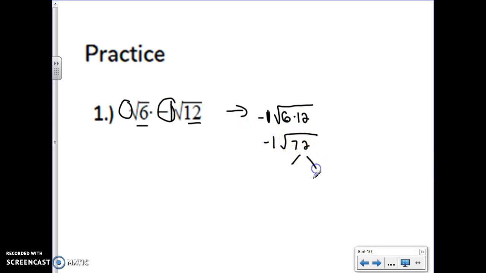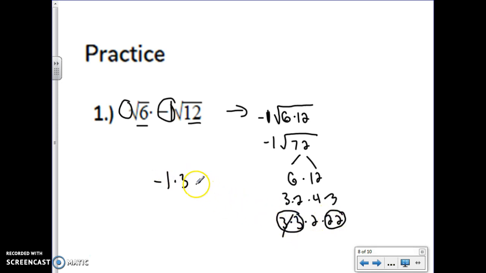And then what we're going to do is just break this down. I know this is 6 times 12. I know this is 3 times 2. I know this is 4 times 3. So right now I have two 3's, a 2, and that 4 breaks down to be other 2's. So I have a pair of 2's and a pair of 3's. Right now I have a -1 in front of my radical sign. I'm going to take out a 3 because I have a pair of 3's, and I have another pair of 2's that I could take out. And underneath my radical sign, I'm just left with a 2. So -1 times 3 times 2 is -6 square root of 2.